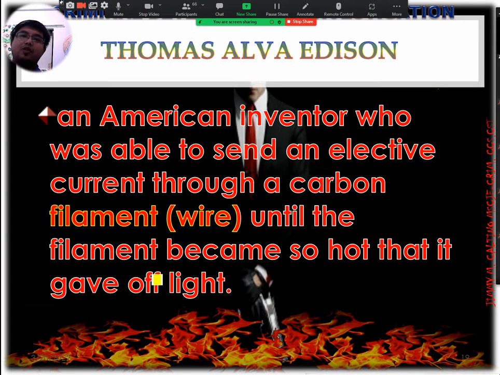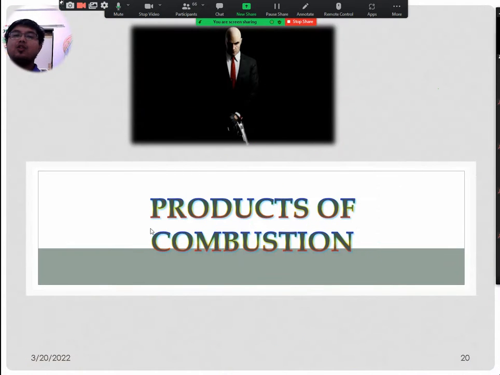So this will be discussed on giving off the light on the ways and means of transferring heat. All right. So those are the three persons that I think it is important in knowing in relation to the discussion of fire. Okay. Moving on, gentlemen and ladies, we go to the products of combustion.